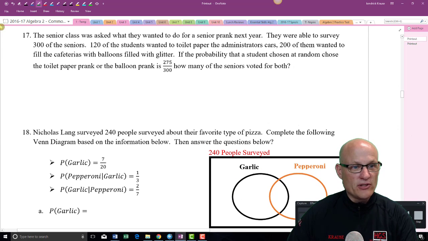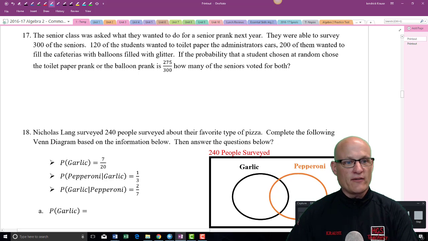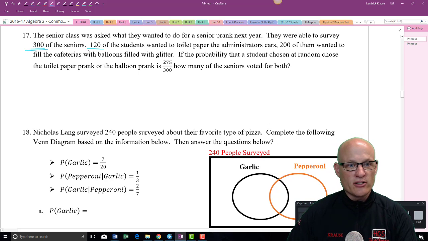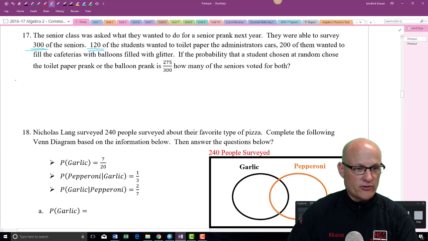17, we're almost halfway through. This is awesome. The senior class was asked what they wanted to do as a senior prank next year. They were able to take a survey of the 300 seniors. 120 of them wanted to toilet paper the administrator's car, so probability of toilet paper.